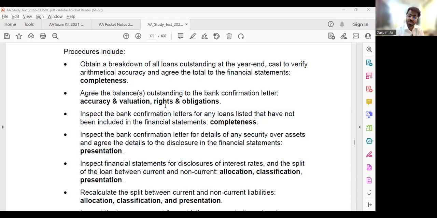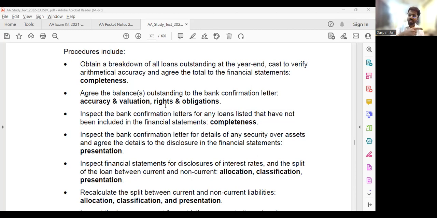So what should you get first of all? You should get a breakup, or a breakdown, of all the loans which are outstanding at the year end. You should receive a list of all the loans which are outstanding as at the year end, and then cast it to verify arithmetical accuracy. What do you mean by cast to verify arithmetical accuracy?